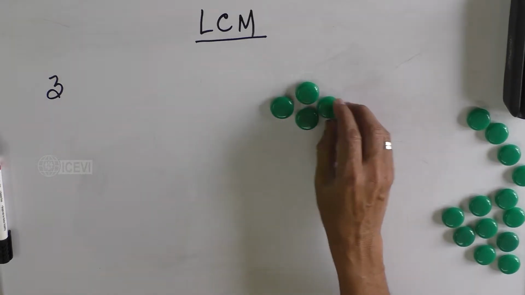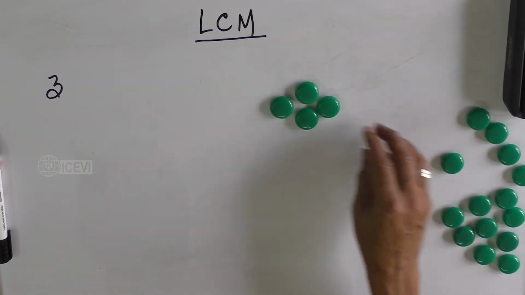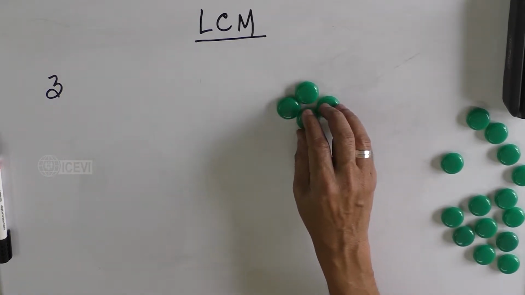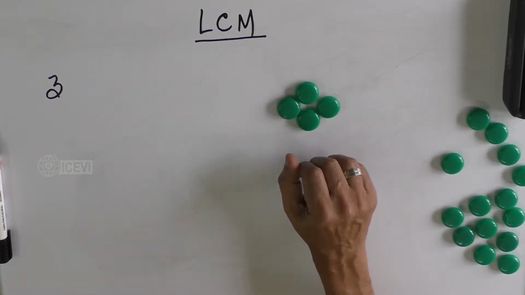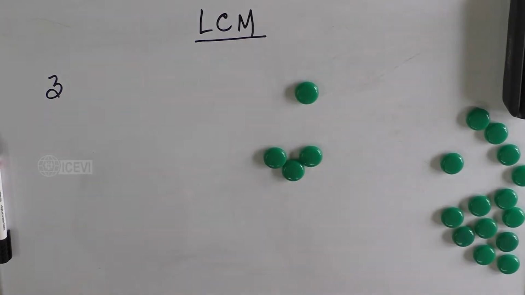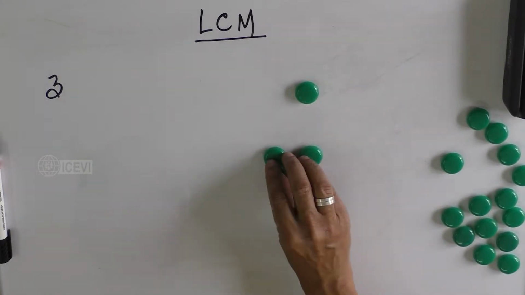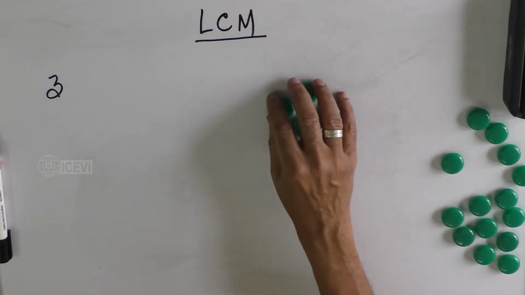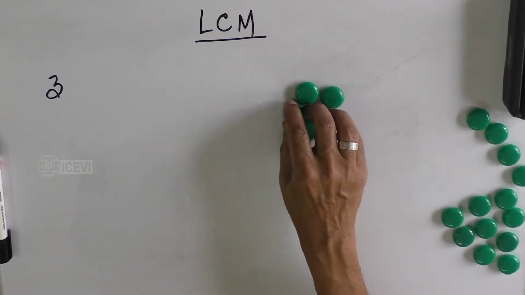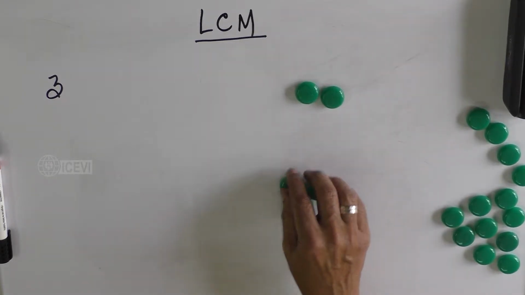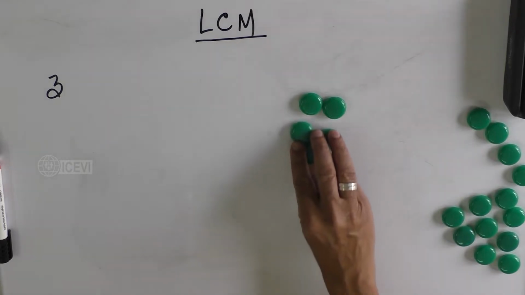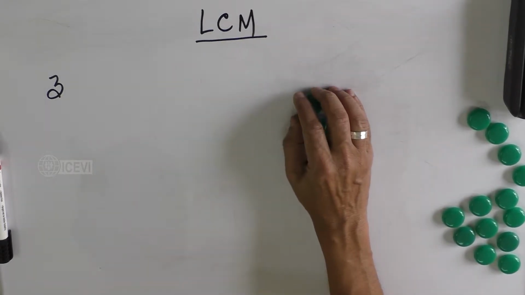So let us take 4. Now the number 4, can it be divided by 3 without having a remainder? You take 3, no, there is a remainder. So 4 cannot be a multiple of 3. Let us take 5. Take 3, you have a remainder 2. So 5 cannot be a multiple of 3.